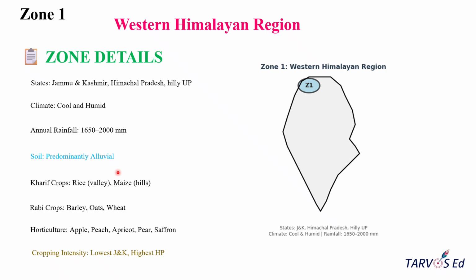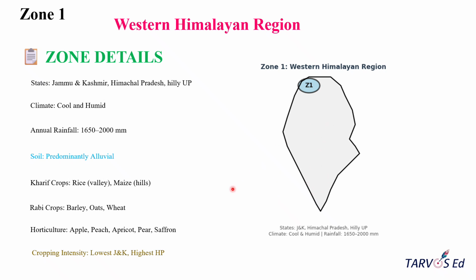The cropping pattern is also very diverse. In Kharif season, you will find rice in the valleys and maize in the hills. For the Rabi season, it's mostly barley, oats, and wheat. This zone is really known for its horticulture, right? Apple, peach, apricot, pear, and even saffron can also be grown there. That's why Himachal is called the apple bowl of India.